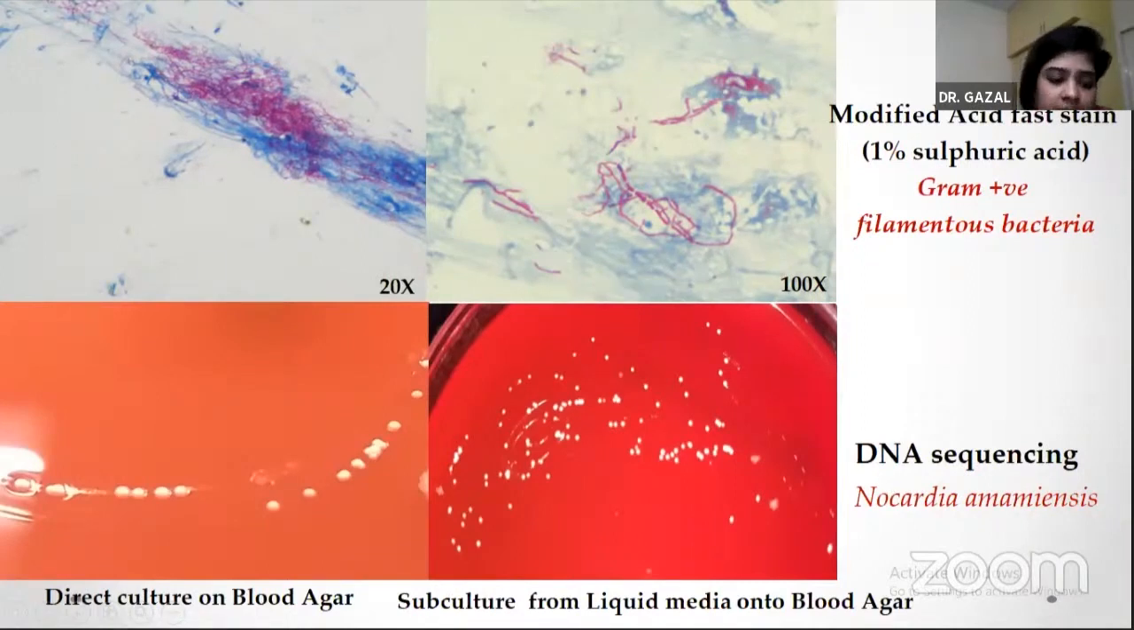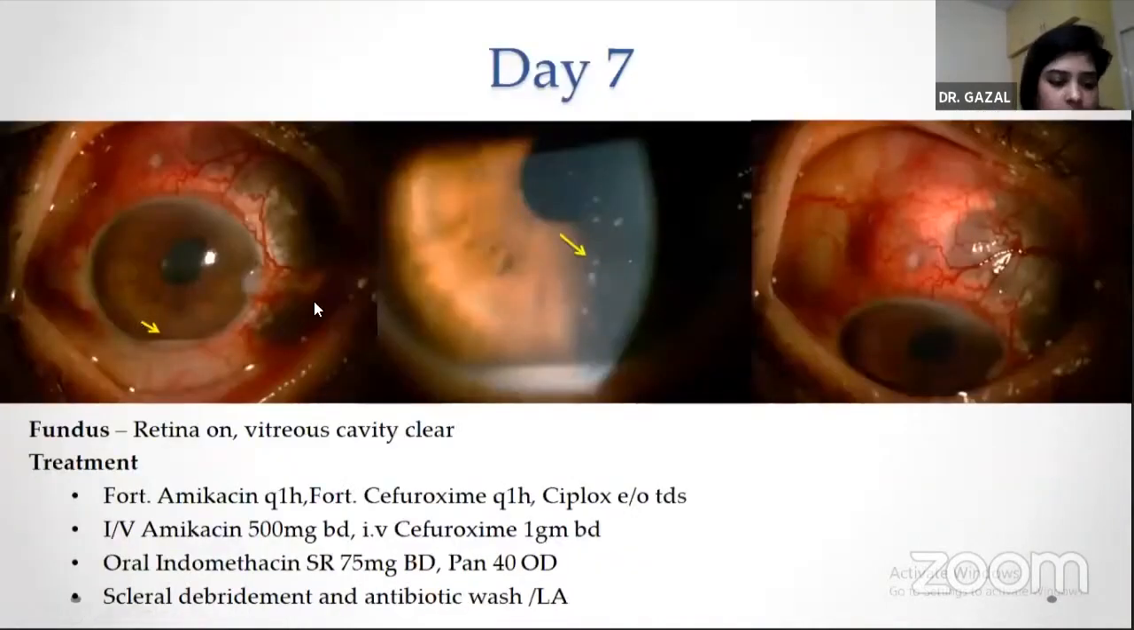However, on day 7, we noticed hypopyon and keratic precipitates and endothelial deposits in a linear fashion, and the pus point was punctured thrice during the course. However, the retina was on and the vitreous cavity was clear. Suspecting endophthalmitis, he was administered intravenous amikacin and cefuroxime twice daily along with other treatment. Scleral debridement with antibiotic wash of amikacin was also given to the patient.